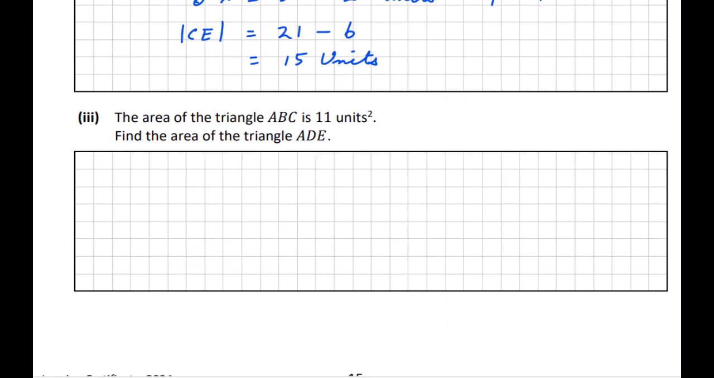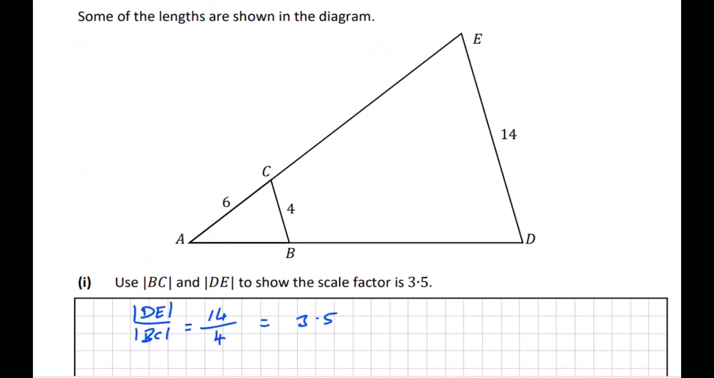The area of triangle ABC is 11 units squared. Find the area of the triangle ADE. So we're given ABC. We're told that this here is 11 units squared. We've got to work out the area of the image triangle AED. So what you've got to remember is if the scale factor is 3.5, that will increase the lengths by 3.5. You multiply 4, for example, by 3.5 to give you 14.